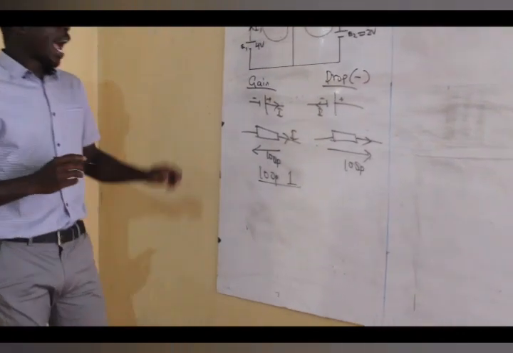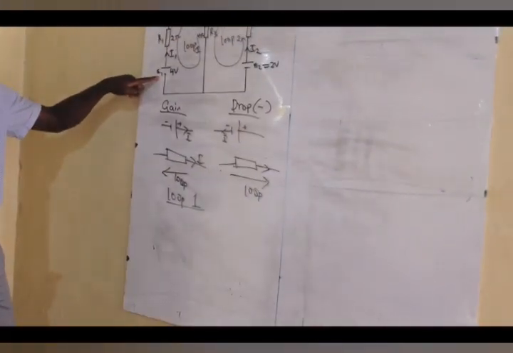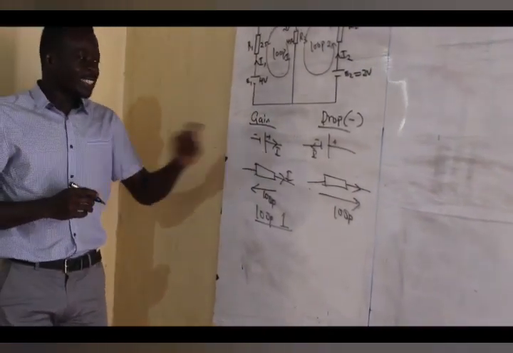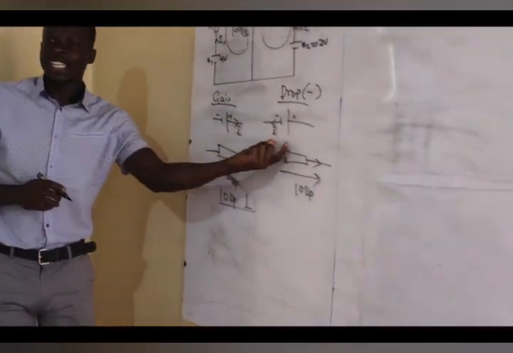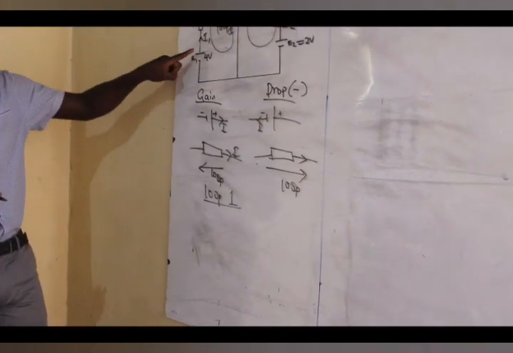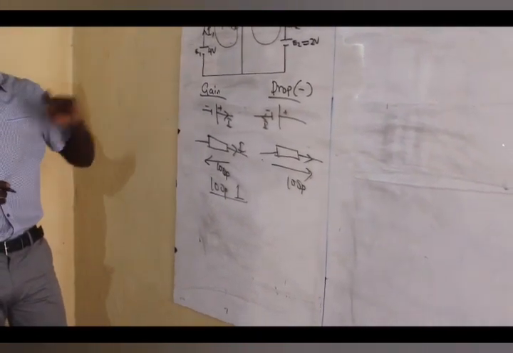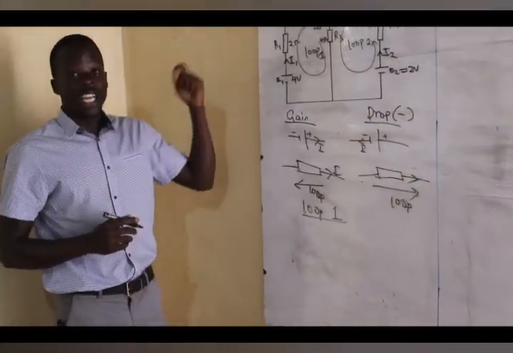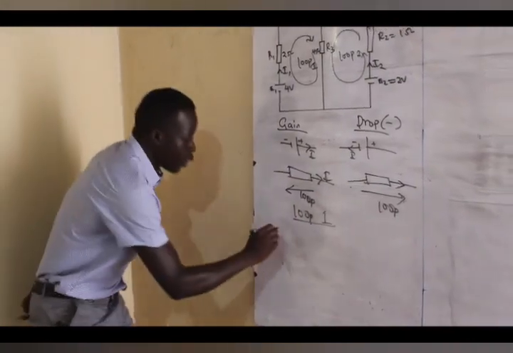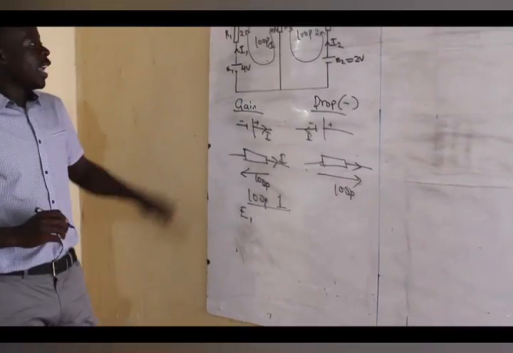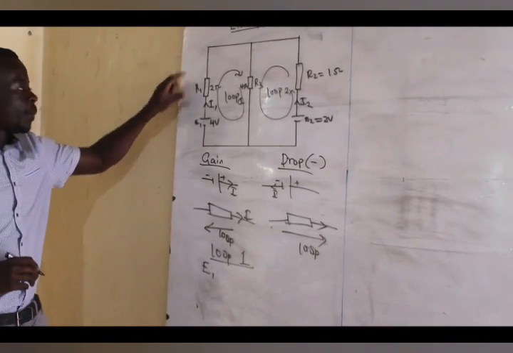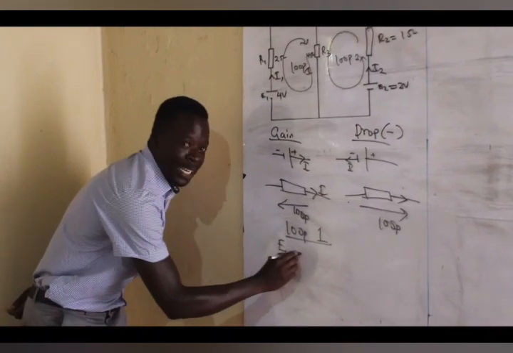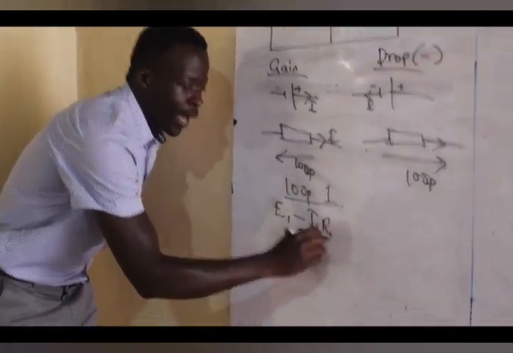For loop 1, I want us to start from E1. You need to know, is E1 a drop or a gain? By considering the direction of current, the direction of current is from positive to negative. Therefore, that one is a gain because it is normal for current to move from the positive terminal to the negative terminal of a given source. So we have E1 as a positive. Then we will experience a drop here because the current is moving in the same direction as that of the loop. So we are going to have minus I1 R1.